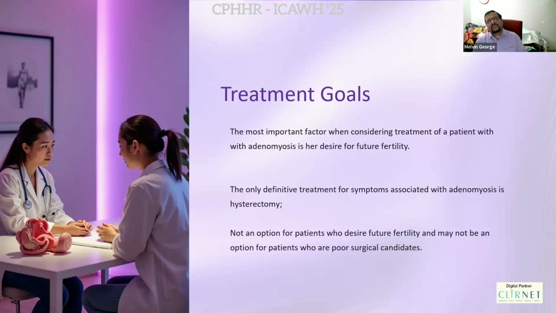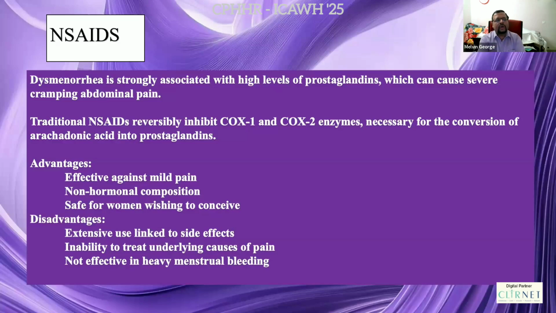We have a number of drugs that are available, and those drugs are what we are going to see for the next 10 to 15 minutes. So we have non-steroidal anti-inflammatory drugs. As you all know, NSAIDs are one of the commonest groups of drugs used for pain, particularly for dysmenorrhea, even in healthy women. When the dysmenorrhea is quite severe, they resort to NSAIDs.